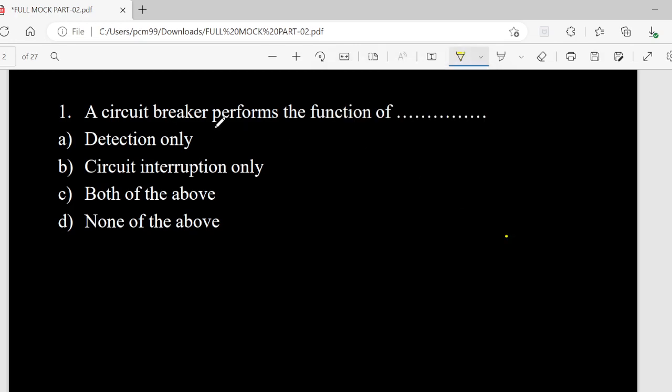Question number 1. A circuit breaker performs the function of option A, detection only; option B, circuit interruption only; option C, both of the above; and option D, none of the above.